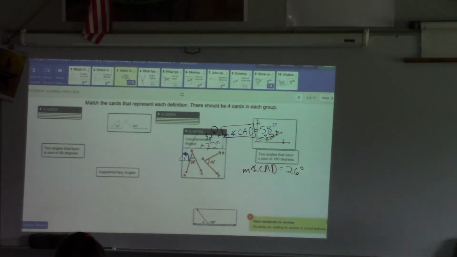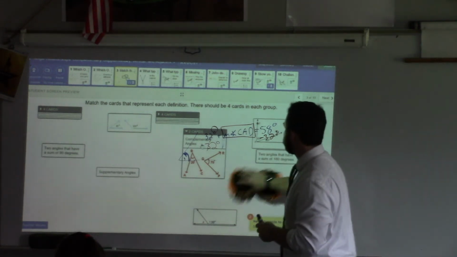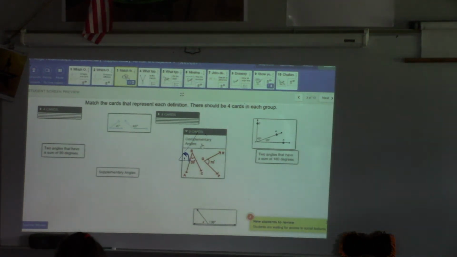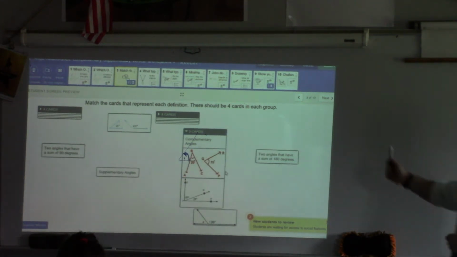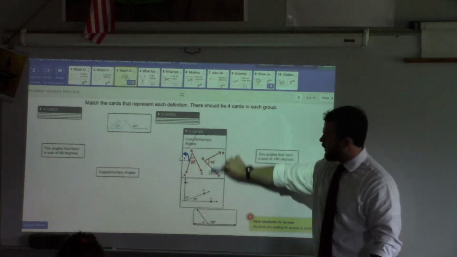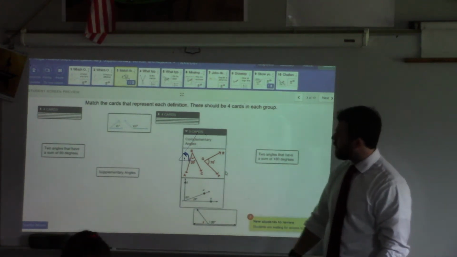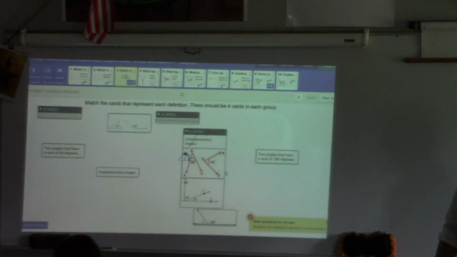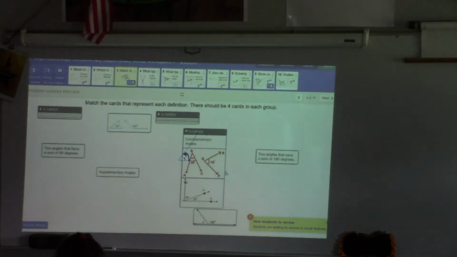Does anyone see another complementary pair of angles? The right angle. Which one? Top right. Top right? Because what is 65 plus 25? 90. So Matthew, are there any other cards that need to go with these three? Oh, angles that have a sum of 90 degrees. Ah, complementary angles have a sum of 90 degrees.